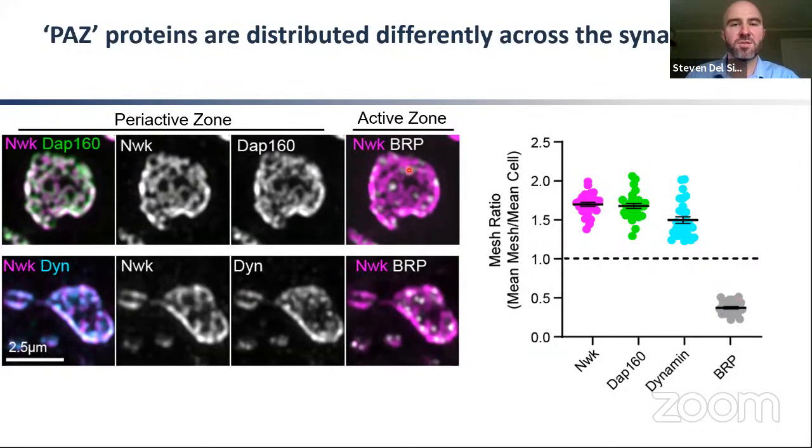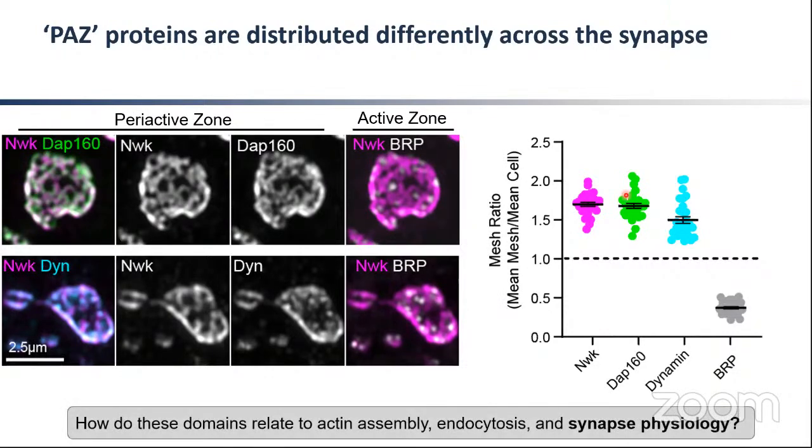If we compare this to an active zone component such as BRP, which is the homologue of ELKS, you can see that it's got the inverse enrichment. So instead it's enriched in the cell and not in the meshwork. So this is just a really simple proof of concept that we're measuring what we think we're measuring, and that we can already start to see some interesting and unexpected differences in how these proteins are distributed.